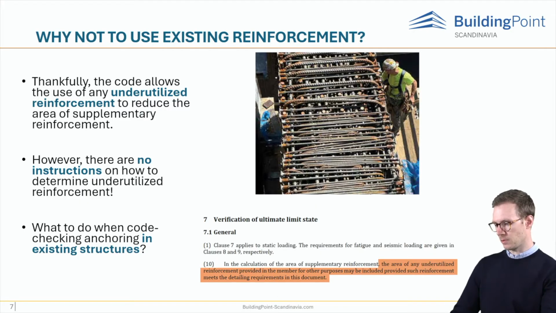The reason is that supplementary reinforcement is sized for the most loaded anchor and is then placed symmetrically around all other fasteners, in addition to the existing reinforcement designed to resist the other actions on the concrete member. This can quickly become a detailing and fabrication nightmare, causing bar congestion. But luckily, the Eurocode allows the use of underutilized reinforcement to reduce the area of supplementary reinforcement. But on the other hand, there are really no instructions on how to determine the underutilized reinforcement.